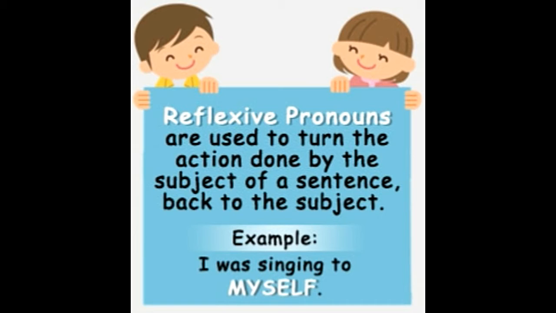Reflexive pronouns are those which are used to refer to the subject in the sentence or clause, that is, to turn the action performed by the subject back to it. They usually end with either self, singular, or selves, plural. They are used to show that the object is the same as the subject. Without a reflexive pronoun, a sentence will not convey the right message.